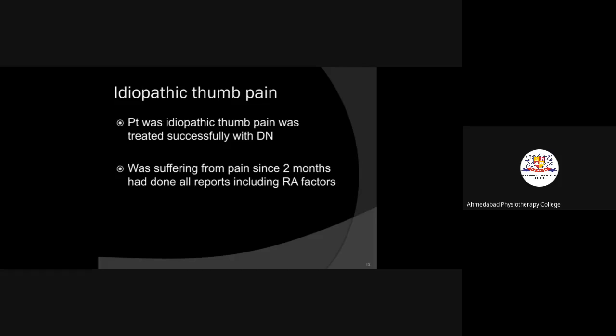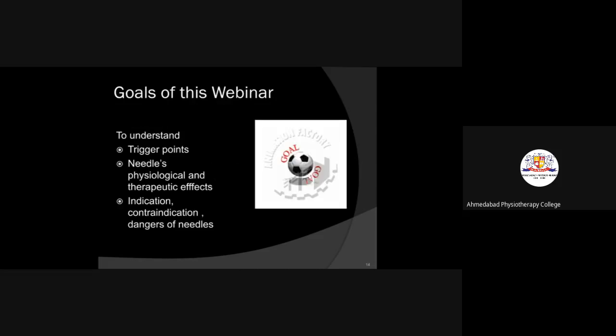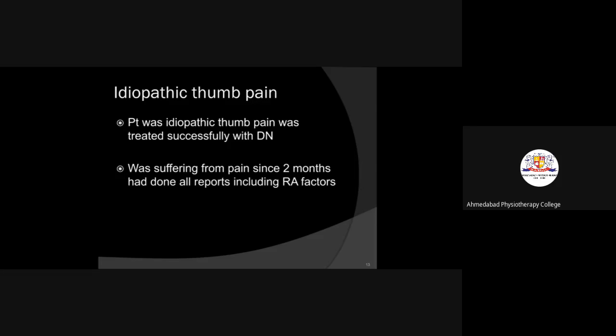There was a case of idiopathic thumb pain, and she was suffering from this idiopathic thumb pain. There was absolutely no cause available in assessment. She has done almost all the reports of rheumatoid arthritis and all, but still she was suffering from this pain since almost 2 months. And then when we treated the patient with the dry needle, she is absolutely fine now. So what I would like to say is dry needling is working very good if you want to get immediate pain relief.